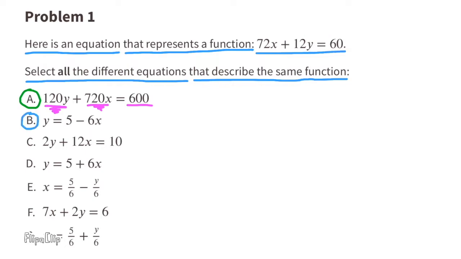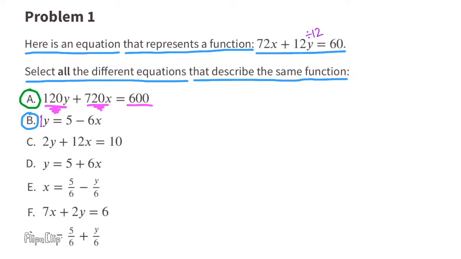This next equation will tell us why that's important. Let's look at this term y to the left of the equal sign. There's one y, but in the original equation, there used to be 12y. 12y divided by 12 equals 1y.